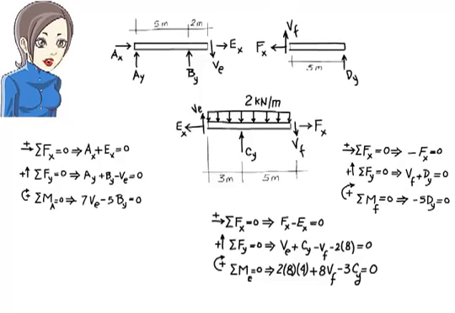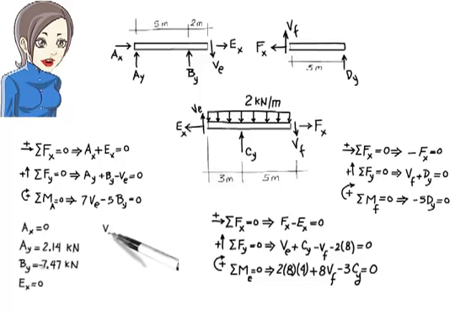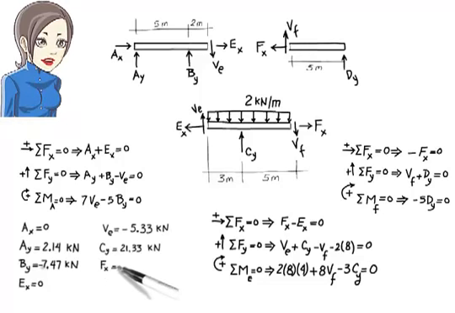Solving these equations simultaneously, we get AX equals 0, AY equals 2.14, BY equals -7.47, EX equals 0, VE equals negative 5.33, CY equals 21.33, FX equals 0, VF equals 0, and DY equals 0.